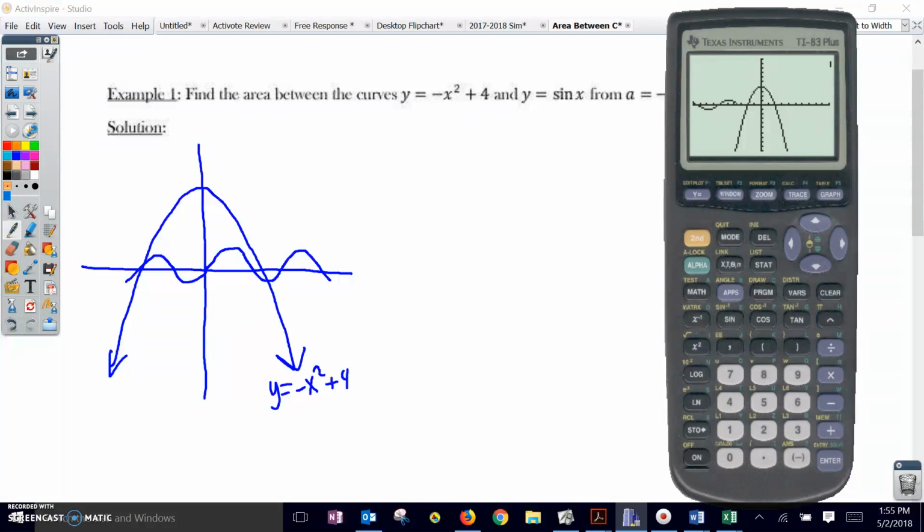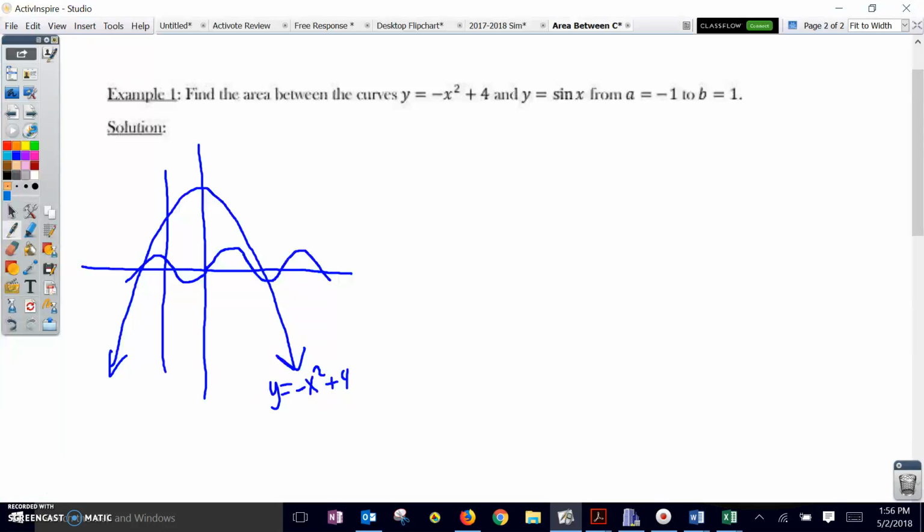There's the parabola. There's the sine curve. I was a little too wavy with my sine curve in my sketch. But we're going to go in between a equals negative 1 and b equals 1. And so we're finding the area of this region in here. Simple enough, our limits of integration are going to be negative 1 and 1. And then we'll just take the upper curve. The parabola is the upper curve bounding this region.